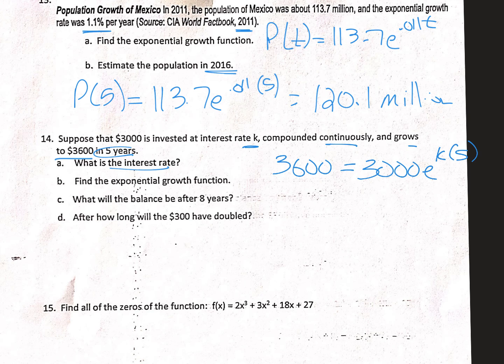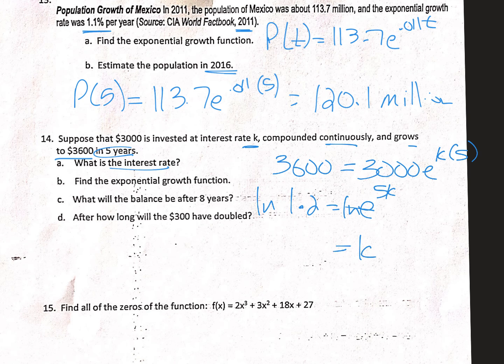To solve this for K, first step is divide both sides by 3,000. If you do that, you get 1.2 equals e to the 5K power. And obviously, I need the e to go away, so I'm going to do natural log of both sides right here, which takes care of that.